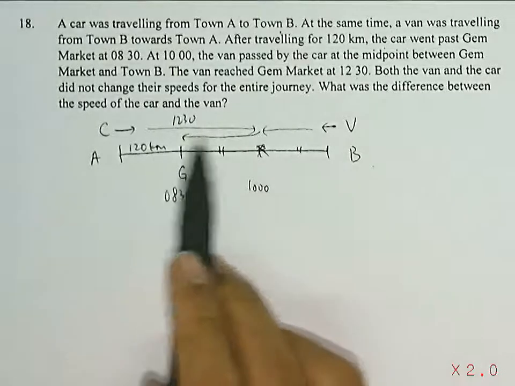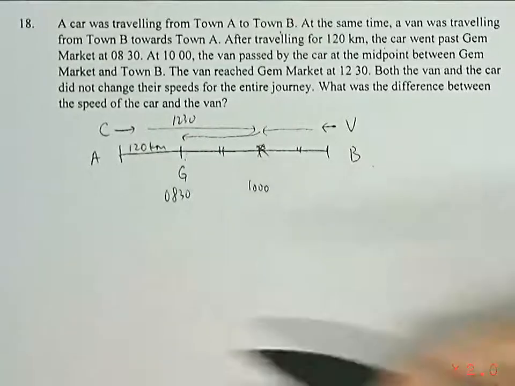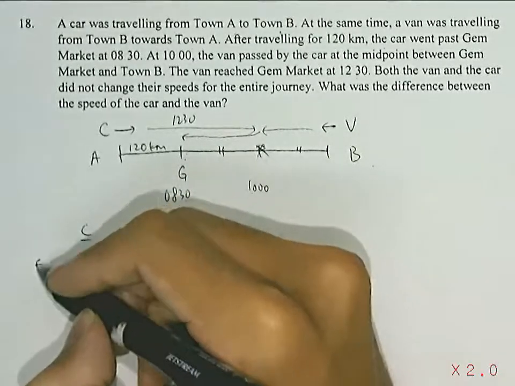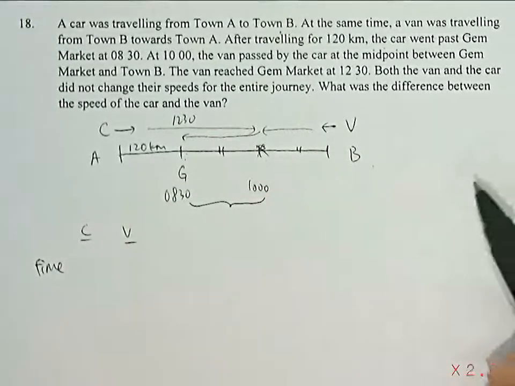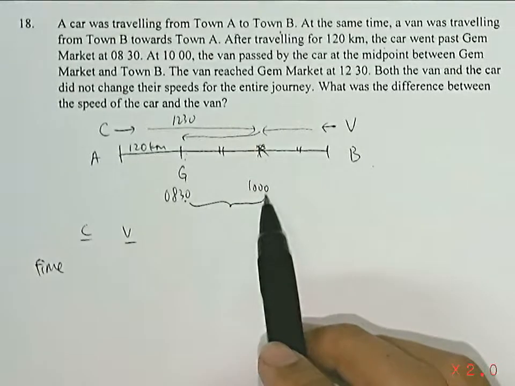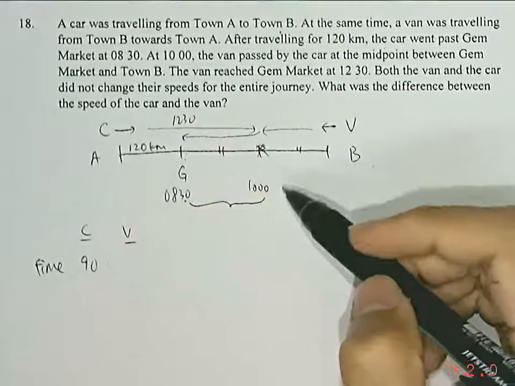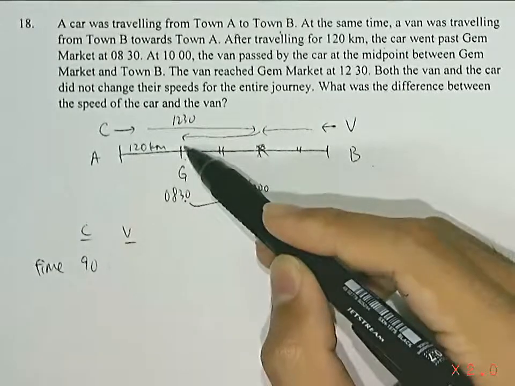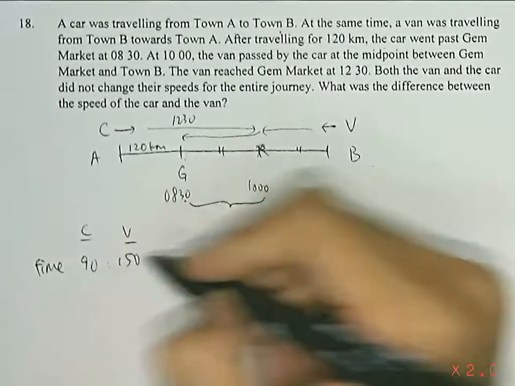Based on this, we notice that they both traveled the same distance between Gem Market and the meeting point. So we can work out the time ratio for the car and the van. The time they spent for this distance: the car spent from 8:30 all the way to 10, that's 1 hour and a half, which is 90 minutes. As for the van, it was here at 10 o'clock since they met, and from 10 o'clock all the way to 12:30, that's 2.5 hours, which is 150 minutes.